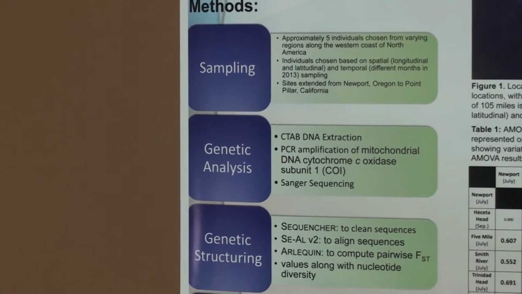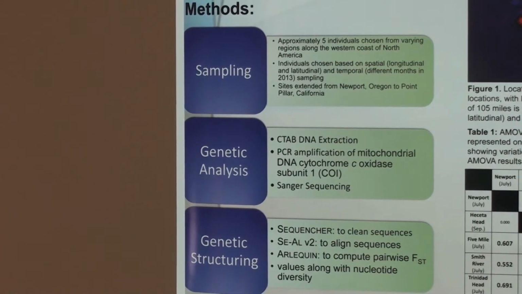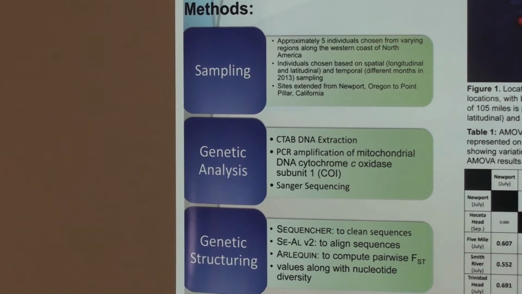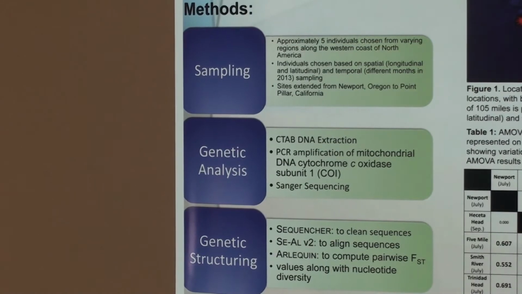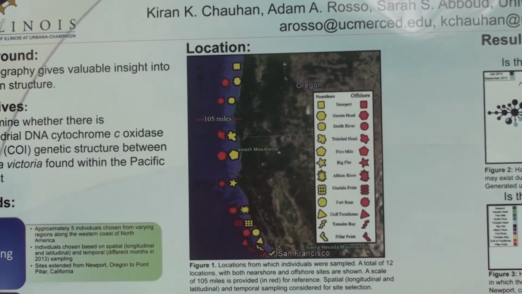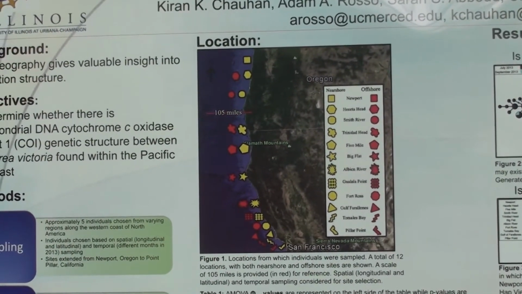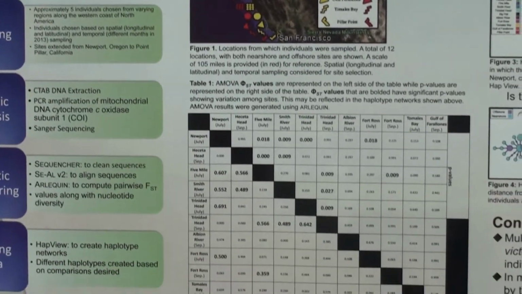Once the sequences come back, we go through a whole long process of cleaning sequences and making ARP files. Once those files are made, we separate them out for different types of comparisons. One of the comparisons we make is temporal, latitudinal, and longitudinal. These different comparisons are made, and the statistics that we generate are FST values and p-values.